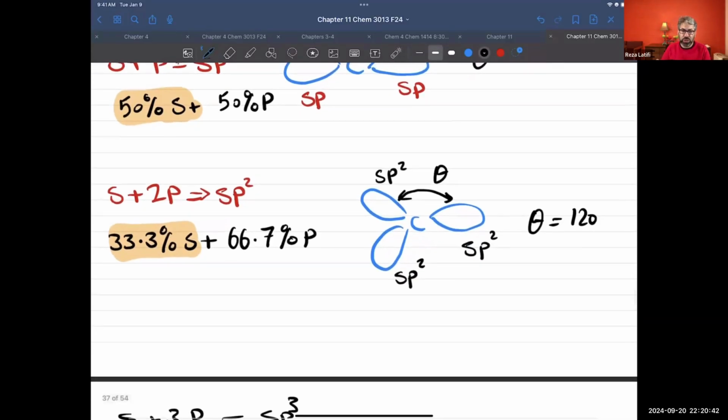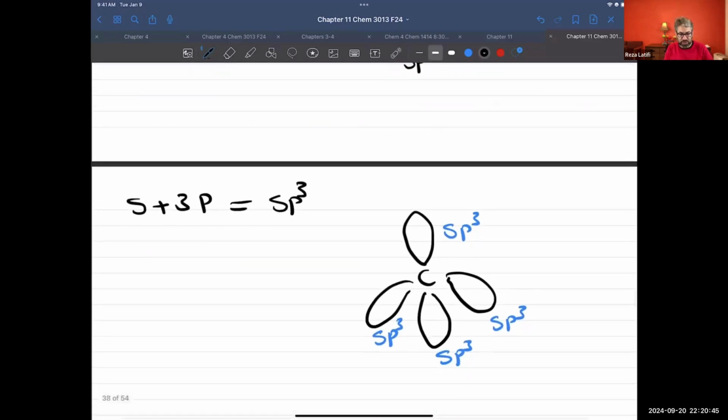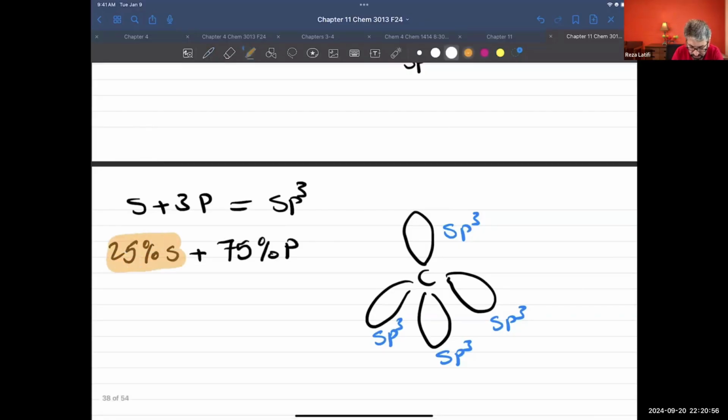Okay, let's go and talk about sp3 hybridization. This time we have a 25% s character plus 75% p character. Again, highlight the s character, and this one represents the bond angle. So I'm going to call it theta, and the expected theta is 109.5.